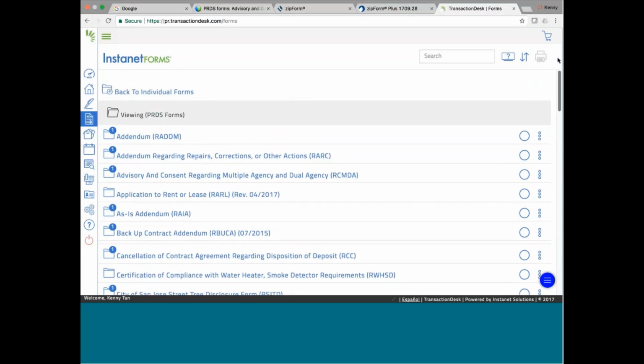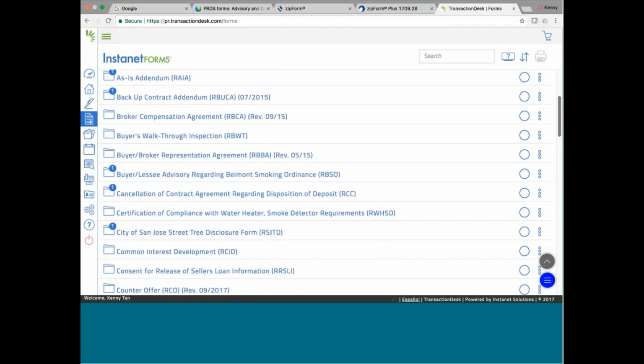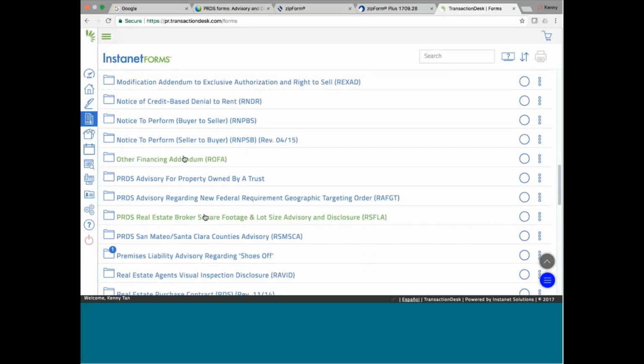It's an advisory form. Now, the difference between an advisory form and a disclosure is that an advisory is not required by law. It's something that is recommended. It's something that agents use to limit their liability, because sometimes you're required to give a certain advice to your customer. Wouldn't it be easier if they create forms for you to use as advisory, so you don't have to verbally tell your customer certain advice? And say, for example, in the peninsula, we have this advisory form, and it's called the PRDS San Mateo Santa Clara County's advisory.